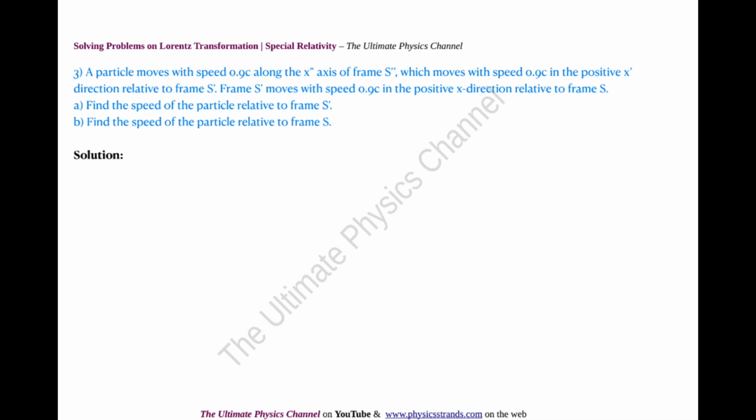The next line is: frame S prime moves with speed 0.9 c in the positive x direction relative to frame S. So here again the relative velocity between two other frames is given, that is between S prime and S. Now there are two steps in this problem. The first step, A, is to find the speed of the particle relative to frame S prime. Next, B, find the speed of the particle relative to frame S. If we make a small diagram, we can get the situation clearer in our mind of what is given here.